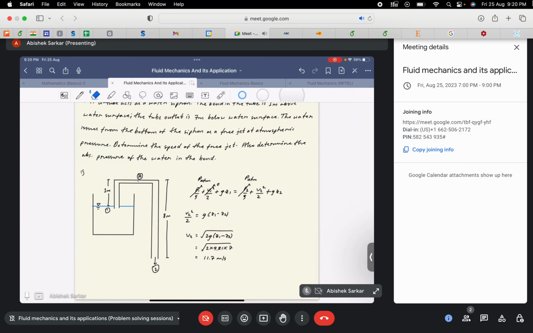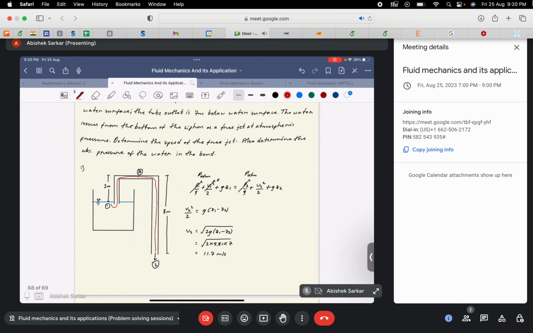With the choice of these points, we apply Bernoulli's equation along a streamline. We have to assume a streamline that exists at this point. We assume that point 1 and point 2 lie on the same streamline, and applying Bernoulli's equation, P1 and P2 are equal to the same atmospheric pressure, so these two terms cancel out.